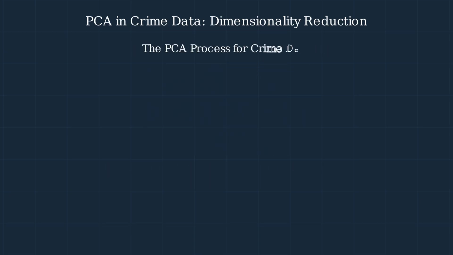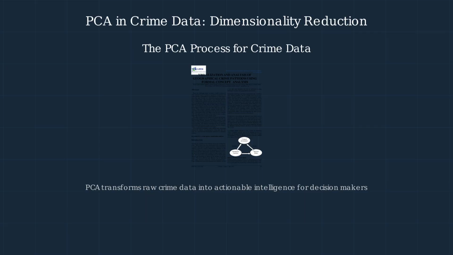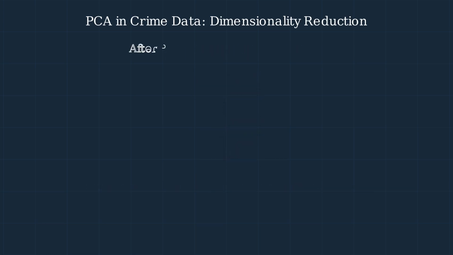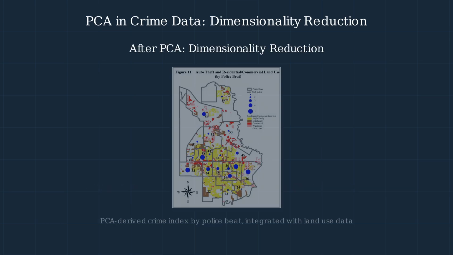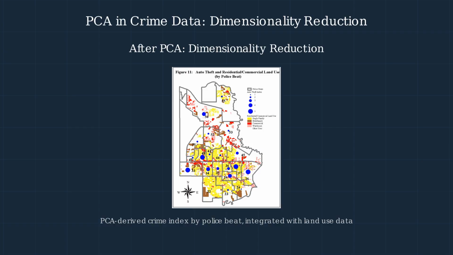PCA transforms raw crime data into a more manageable form through a systematic process. It creates a feedback loop where data analysis informs intelligence, which then guides decision-making by law enforcement. After applying PCA, we get a simplified representation that combines multiple crime variables into a single crime index.